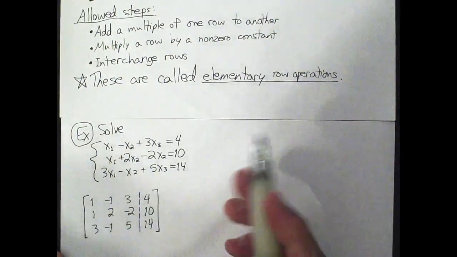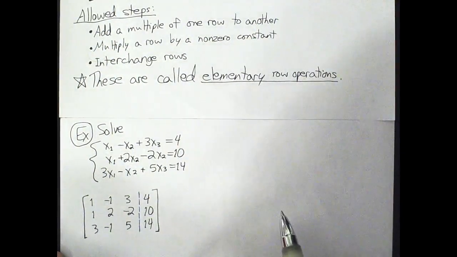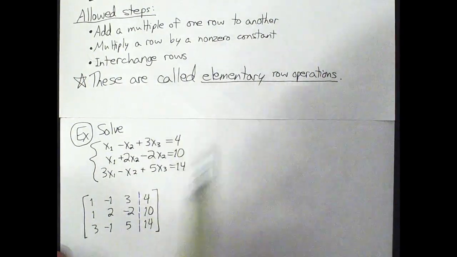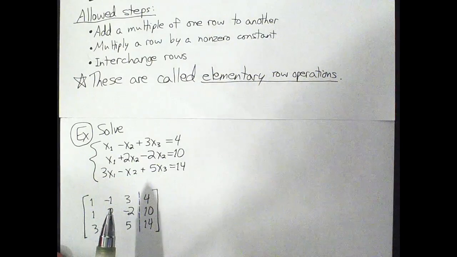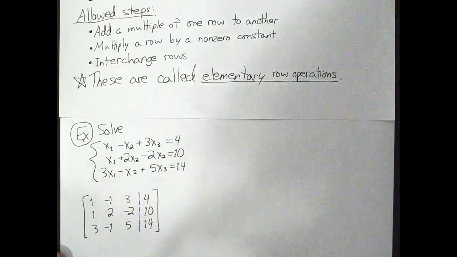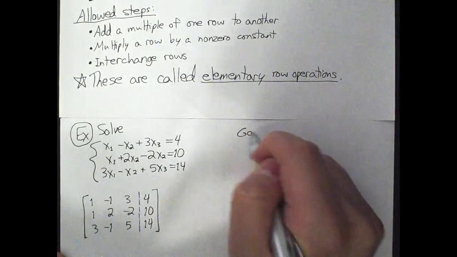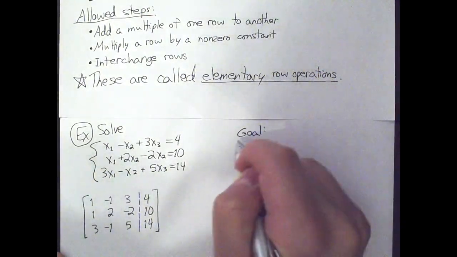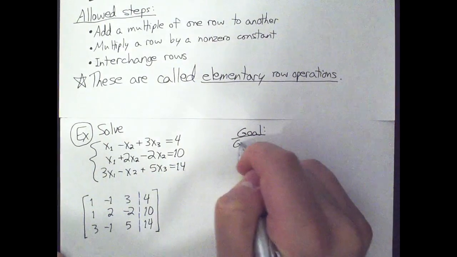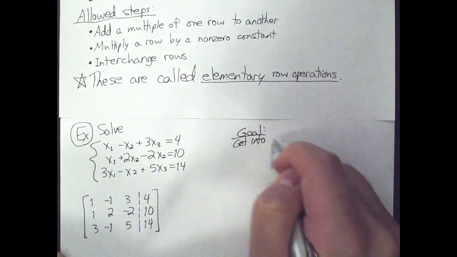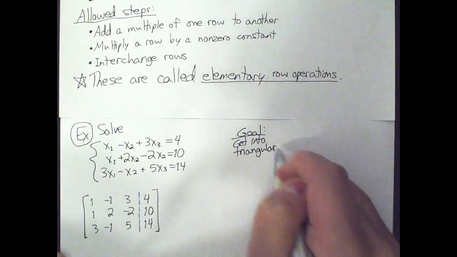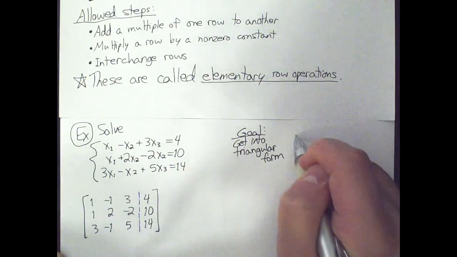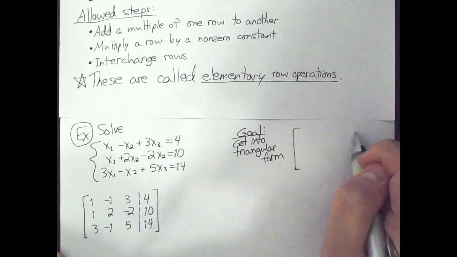All right, so we're going to do things like add a multiple of a row to another row, multiply a row by a constant, stuff like that. Let's think about what is our goal. Our goal is to get triangular form. How about I write a little bit of scratch work up here: goal, get into triangular form. Let's think about what that would even look like for a matrix.